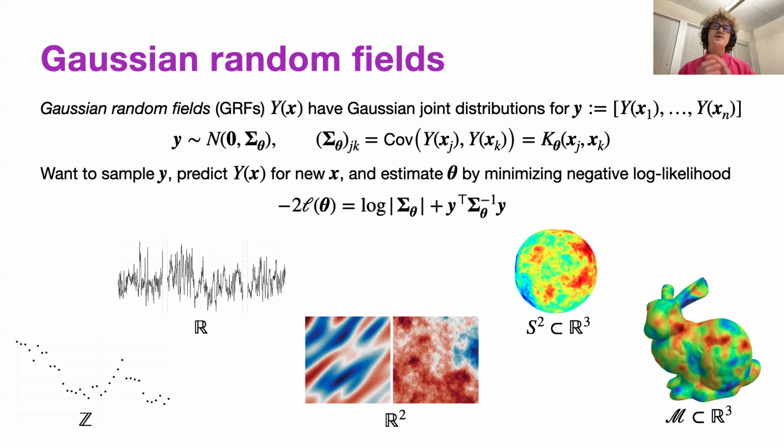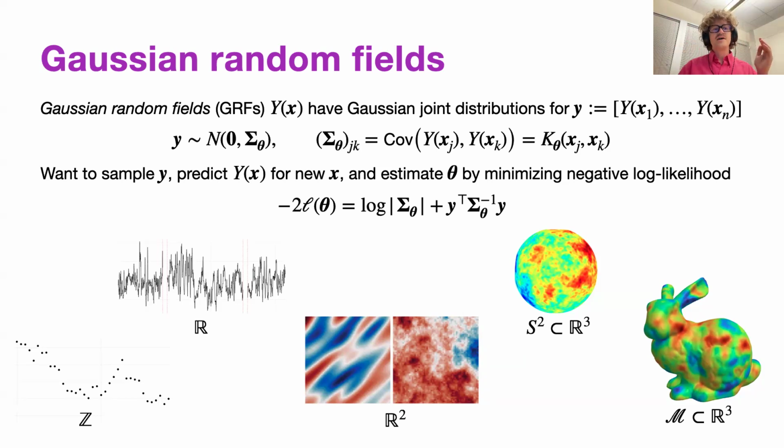Generally, with this type of statistical model, we want to do things like sample from our process or predict the value of y of x for some new unobserved location x. Or do things like parameter estimation to estimate these parameters theta by, for example, minimizing this negative log likelihood or performing maximum likelihood estimation. And you see that this involves linear algebraic tasks like solving linear systems, computing log determinants, things like this.